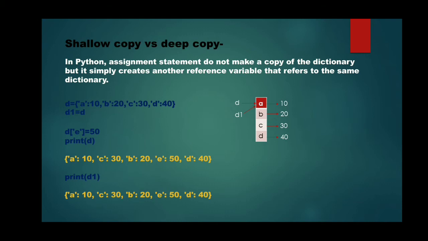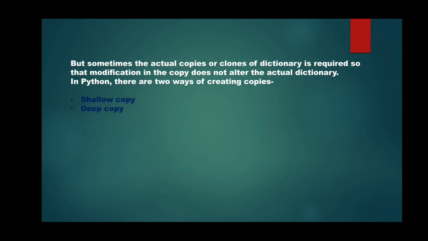But many times what we want is a separate copy of the dictionary to be created, so that if we make any changes in one copy, it is not reflected in the other copy. Or we can say that we do not want to change the actual copy. So to accomplish this task, we have two ways of creating copies. One is your shallow copy and another is your deep copy. Now let us see what a shallow copy is and what a deep copy is.